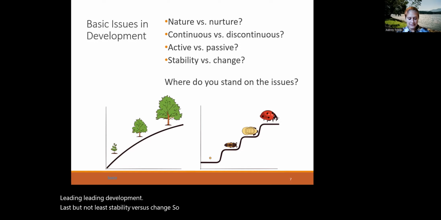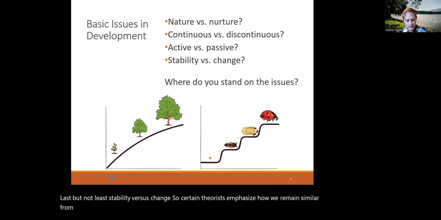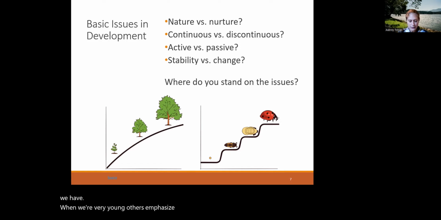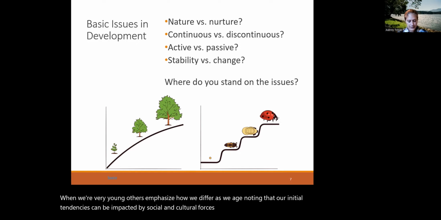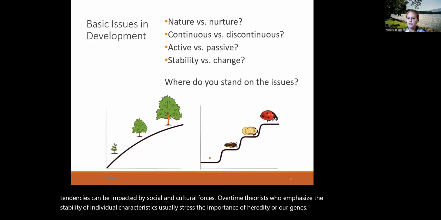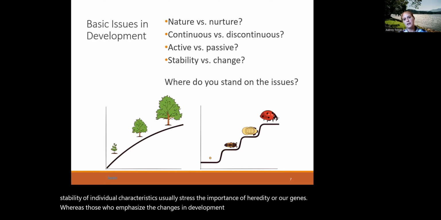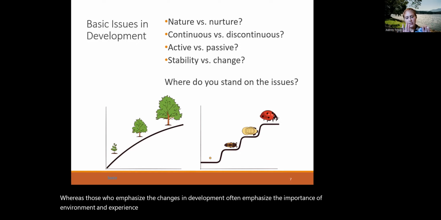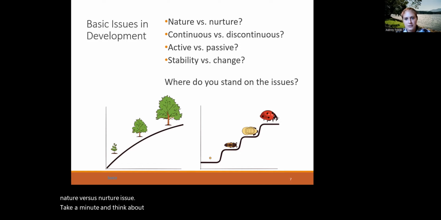So certain theorists emphasize how we remain similar from infancy to adulthood, seeing our traits as rooted in behavioral and emotional tendencies that we have when we're very young. Others emphasize how we differ as we age, noting that our initial tendencies can be impacted by social and cultural forces over time. Theorists who emphasize the stability of individual characteristics usually stress the importance of heredity or our genes, whereas those who emphasize the changes in development often emphasize the importance of environment and experience. So that stability versus change very often reflects the views of the nature versus nurture issue. Take a minute and think about where you stand on the issues.